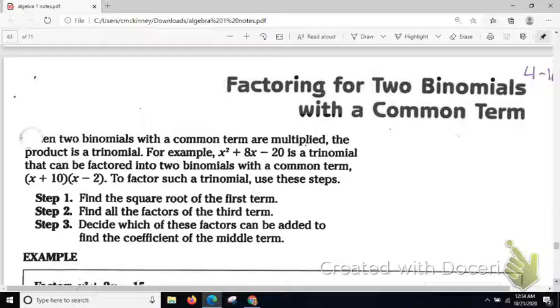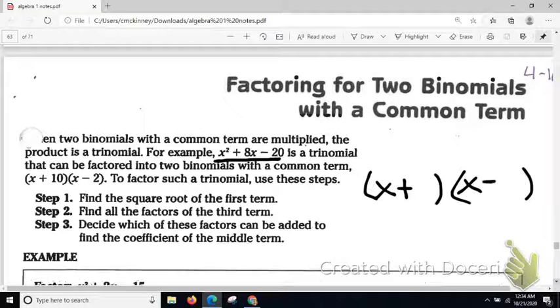Now, when I look at a problem like the one that's currently up here, I know there's going to be 2 sets of parentheses. I know there's going to be an x and an x. My next clue is that that's a negative 20. And remember, when the last part was negative, there was one of each sign. So I'm going to go 1 plus 1 minus. Doesn't really matter what order I put them in. Now I need 2 things that multiply to be 20, but when I subtract them, I get 8.